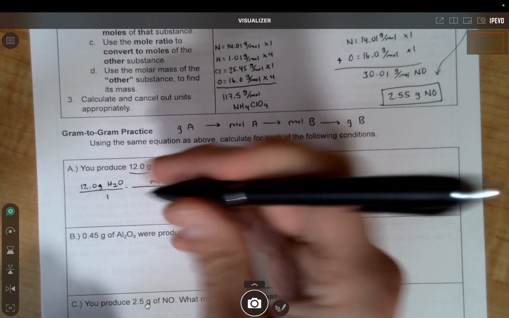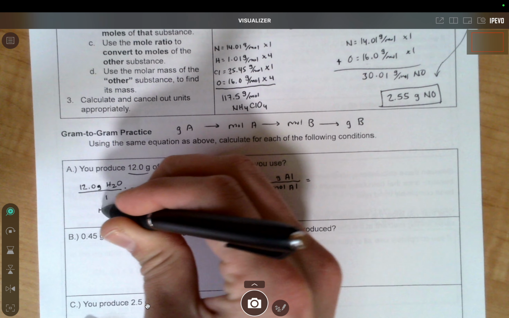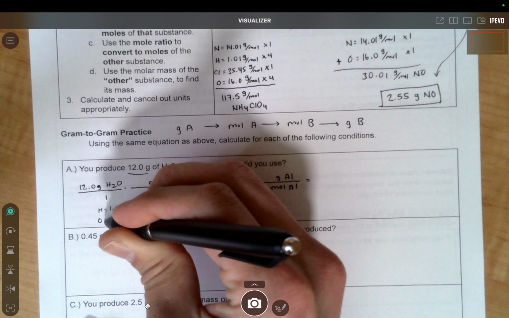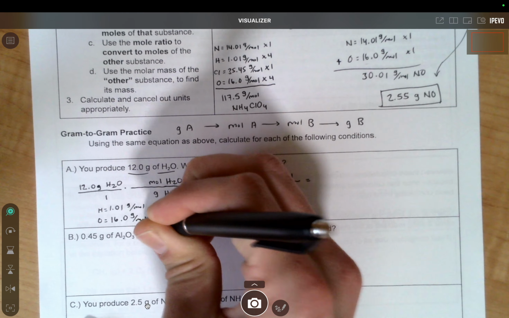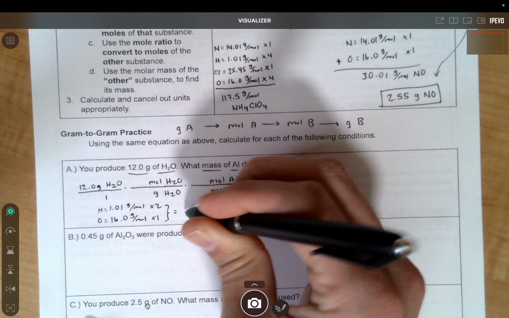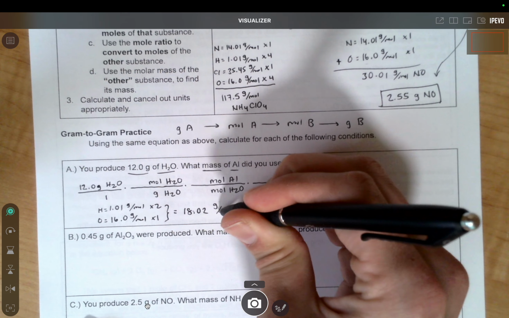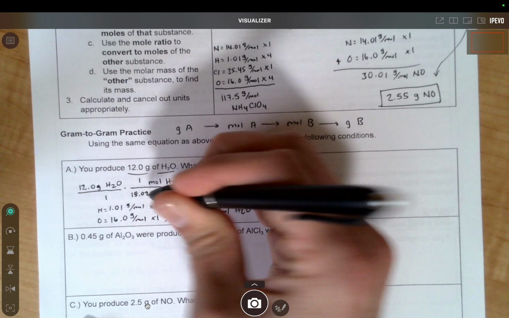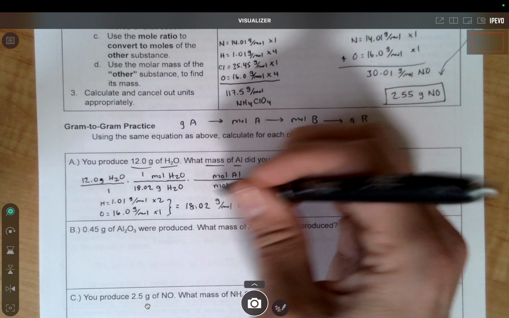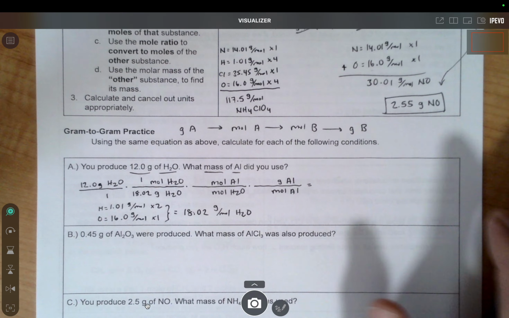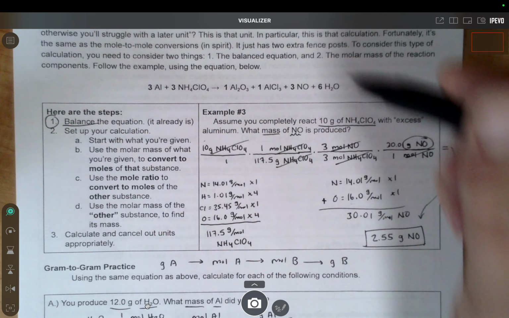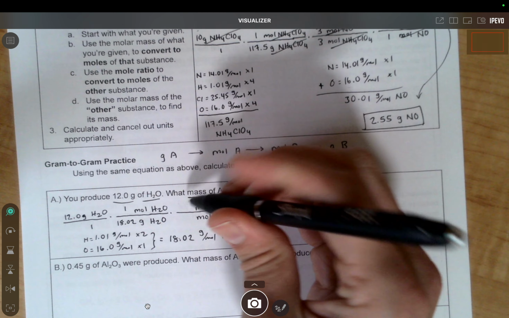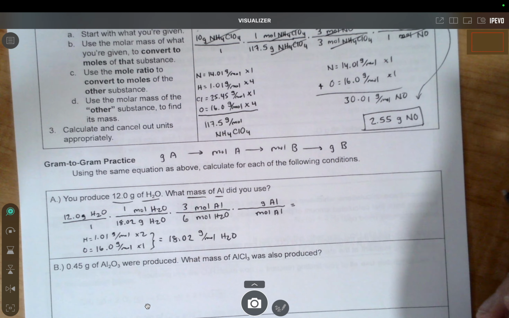So, let's see here. Hydrogen is 1.01 grams per mole times 2. Oxygen is 16 grams per mole times 1. The two of them together is 18.02 grams per mole of H2O. So, for every 1 mole, 18.02 grams. And in this chemical equation, we have to use the coefficients to find the mole ratio. So, for every 6 moles of water that we make, we must use 3 moles of aluminum. So that'll be a 3 for aluminum and a 6 for H2O.